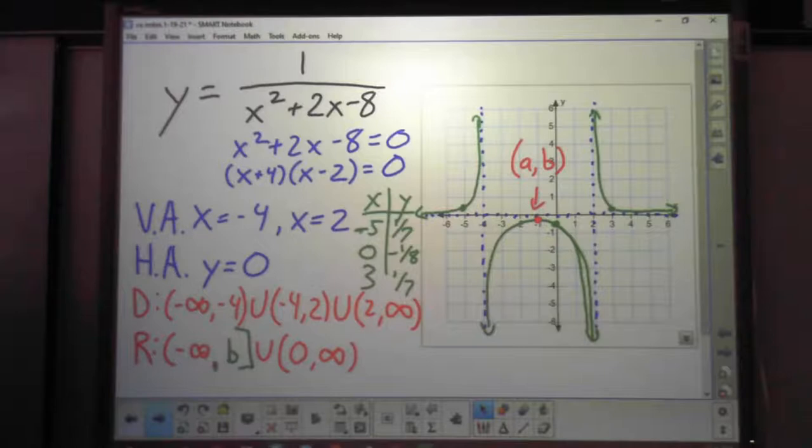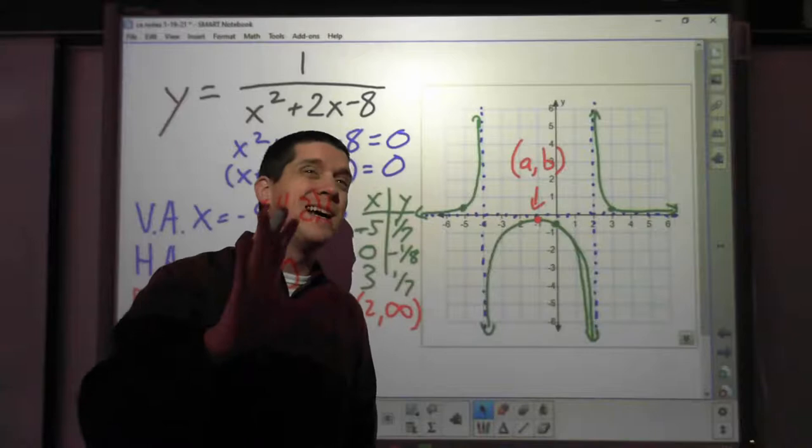So there are going to be certain problems where, again, there will be a star next to the problem. And basically I'm saying, hey, don't worry about the range.